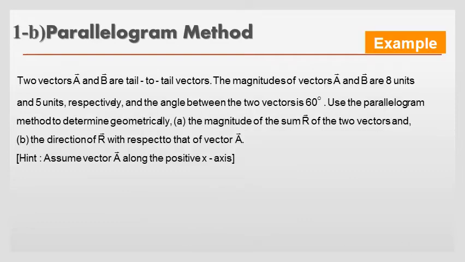As an application of the parallelogram method, this example will use the two vectors used before, but they will be drawn tail to tail, having an angle of 60 degrees between them. The magnitude of the sum of the two vectors, R, and its direction will be determined. The same techniques used in the previous triangle method will be used here.